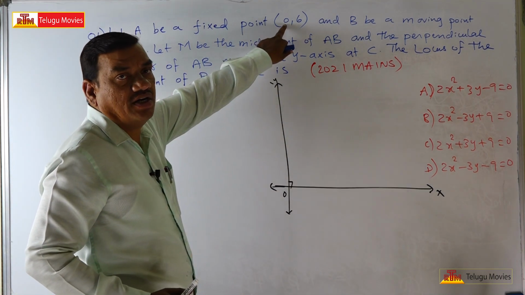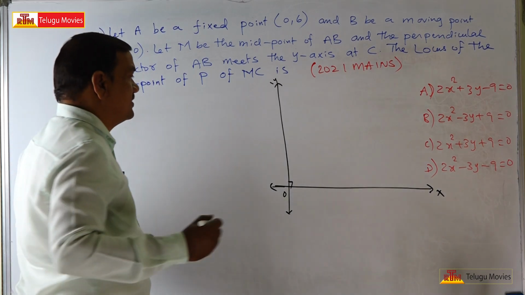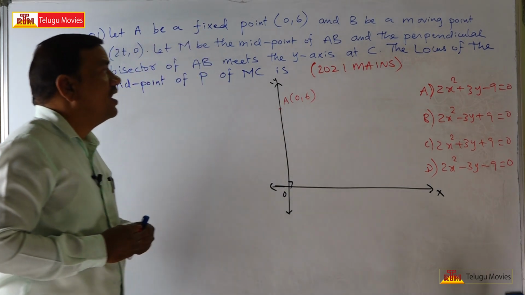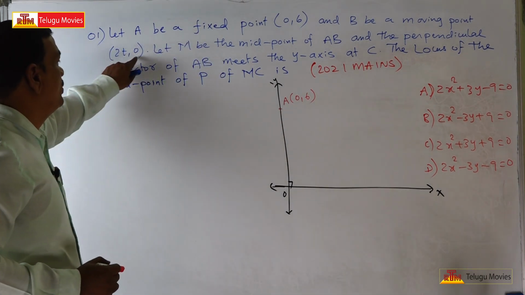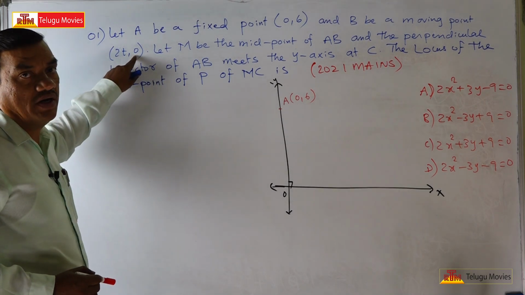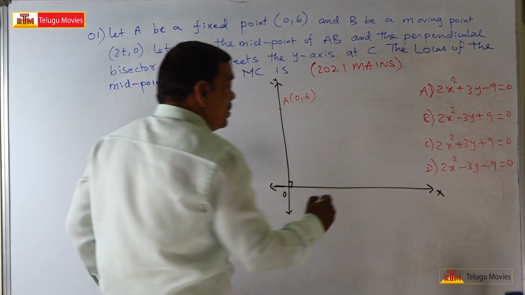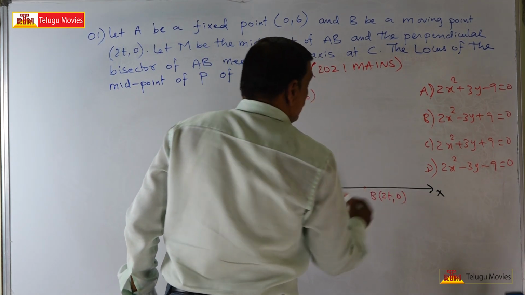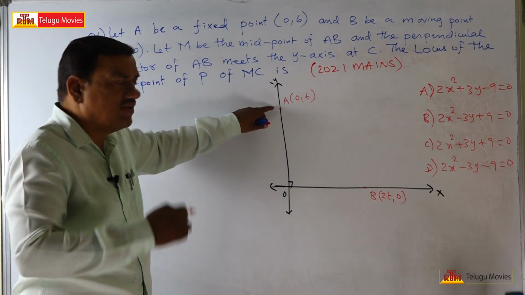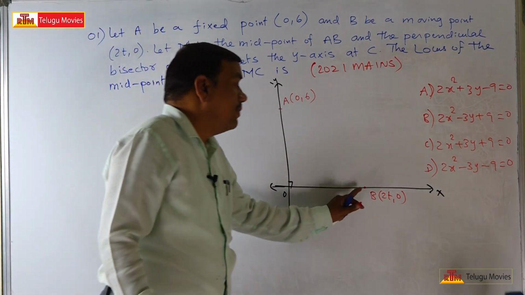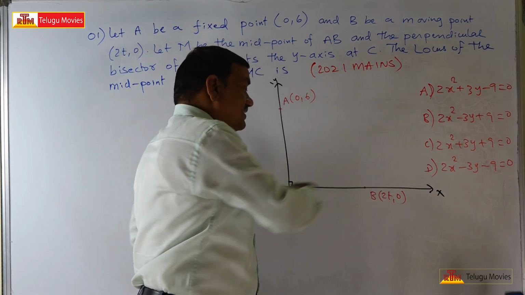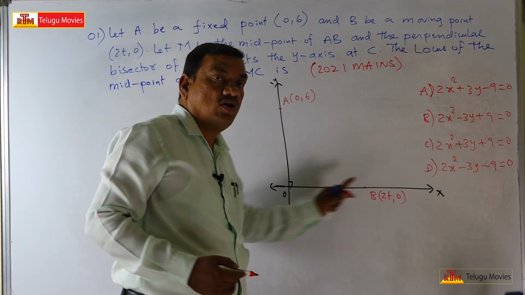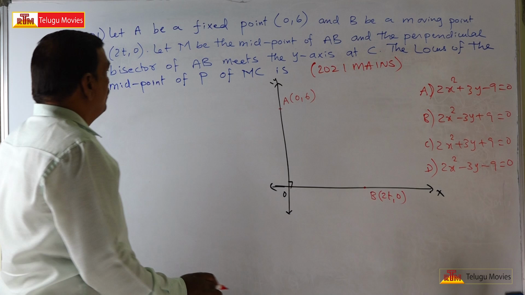Here the x-coordinate is 0, therefore the point lies on the y-axis. So this is your A, (0, 6). And B is a moving point (2t, 0). Observe that the y-coordinate is 0, therefore the point B moves on the x-axis. This is (2t, 0), a moving point. A is a fixed point, (0, 6), and B is moving on the x-axis. Depending upon the t value, 1, 2, 3, 4, 1/2 and so on, it is moving on the x-axis. Clear?